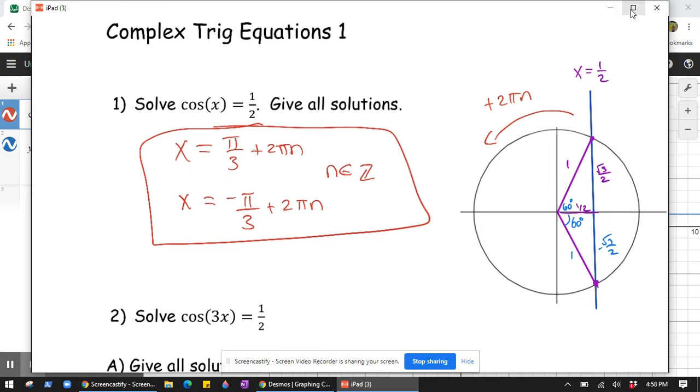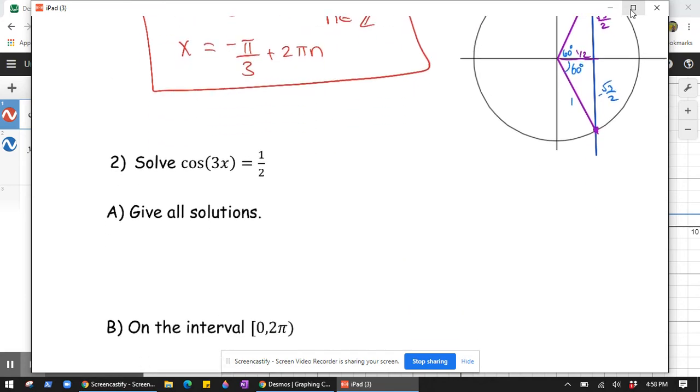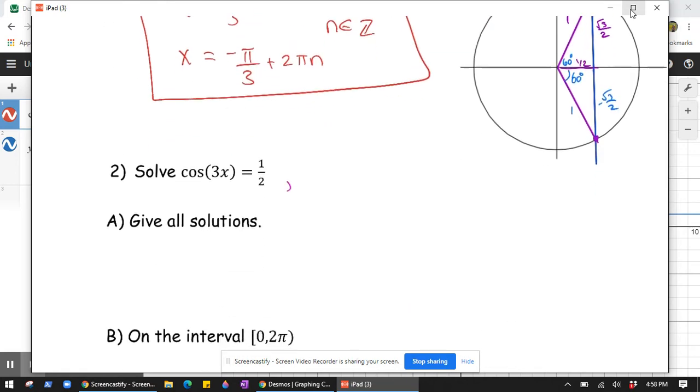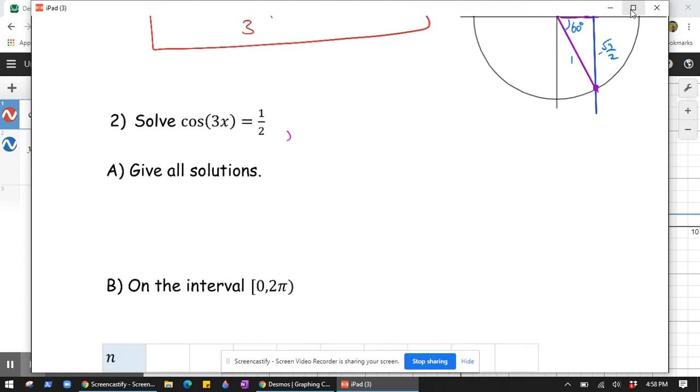Let's apply this idea to an equation where the b value is different than 1. Okay, so for instance, let's say we had to solve cosine of 3x equals 1/2. So what I want you to do is first just turn this problem basically into this one. And to do that, we're going to make a substitution. So let's just, for the moment, call the 3x something else like w. Okay, so now I'm solving cosine of w equals 1/2.